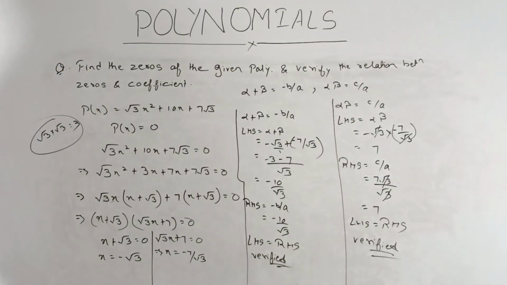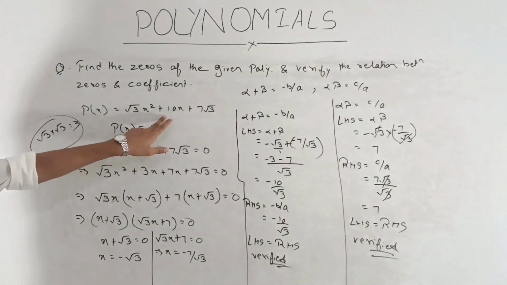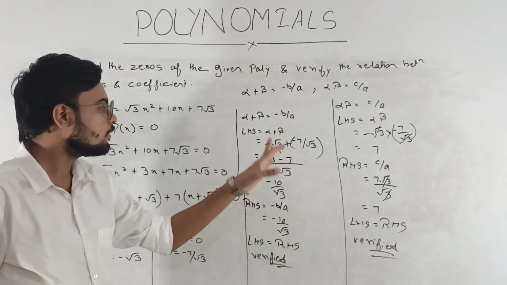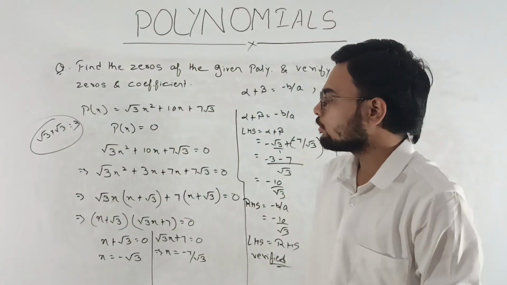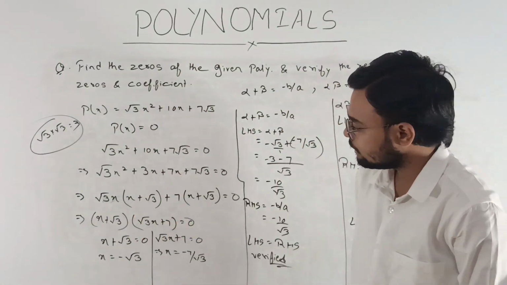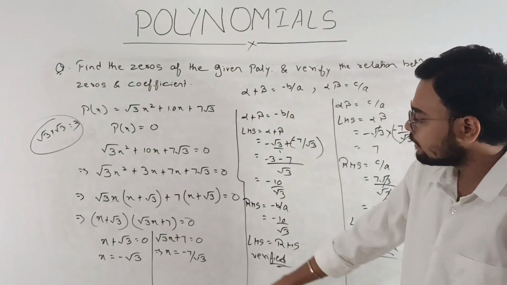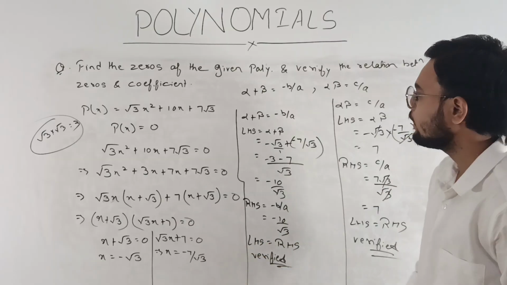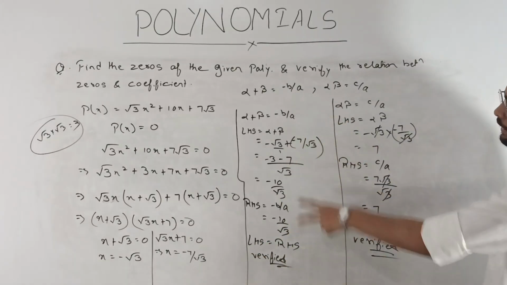What is the question? The question is, this is a polynomial. We have to find the zero of this polynomial, and after finding the zero, we have to verify the relation. First, using factorization, I find the zeros. Zeros are minus root 3 and minus 7 upon root 3. Okay. Then after finding the zeros, I verify the relation.